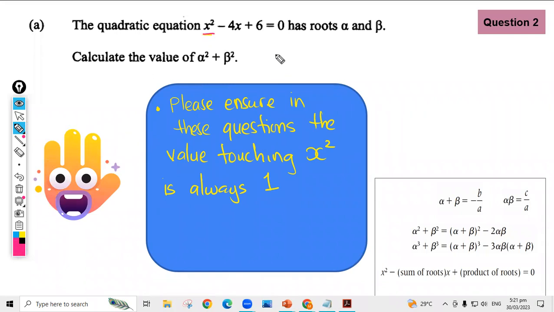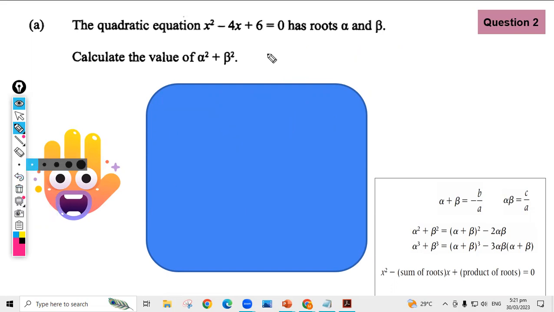But let's just say it was 2x squared minus 4x plus 6 equal to 0. What we would have to do first, before we started the question, is divide every one by 2, even the 0 on the other side, okay? And then we would be able to proceed with the question from that point. But lucky for us, I think the examiner this year was being easy on us. So let's try to work this question out.